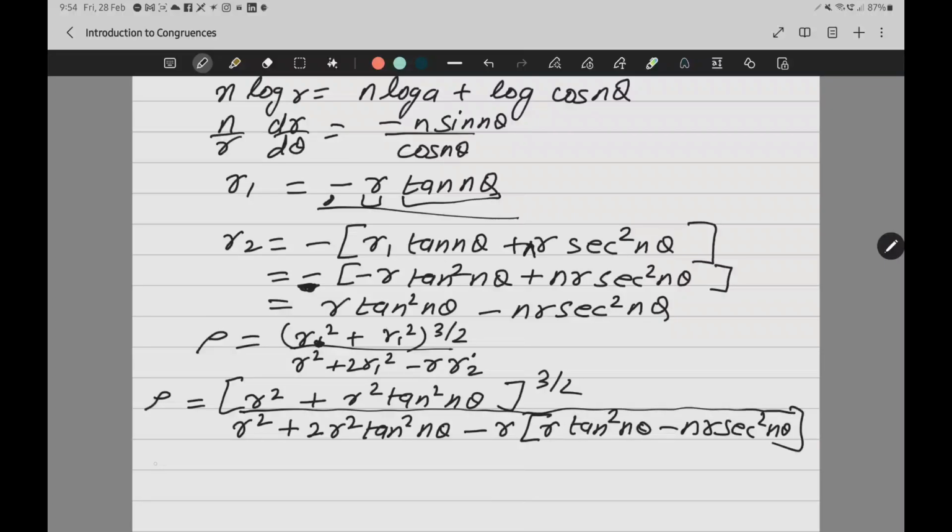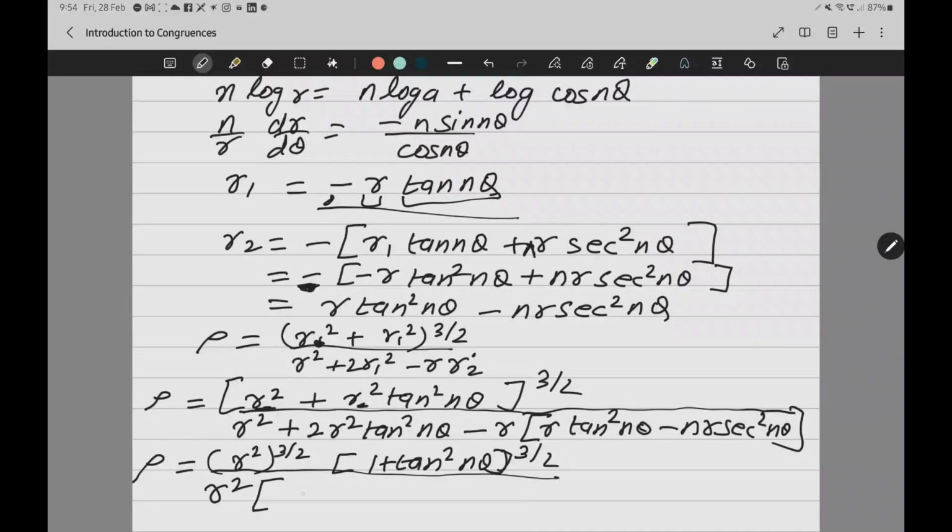Right? Now we have to simplify it. So rho is equal to, again, see, in all the questions I am following the same trend. Take this R square common along with the power 3 by 2. And on top I am getting 1 plus tan square n theta power 3 by 2. Now in the denominator also R square is common. So what is left? 1 plus 2 tan square n theta minus tan square n theta, minus minus plus n secant square n theta.